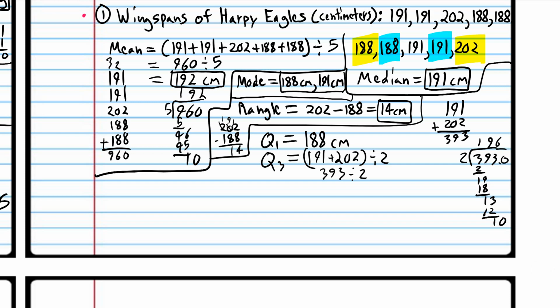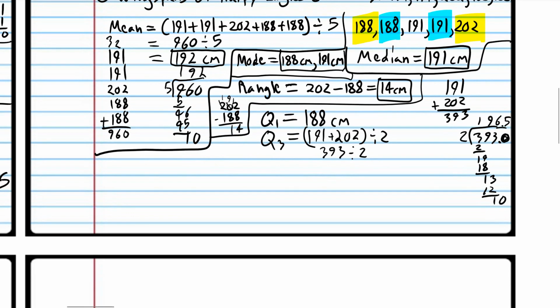And we have to keep going because we have a remainder, so we have to add a 0 over here in a decimal. And we get 196.5 centimeters. So that's quartile 3.